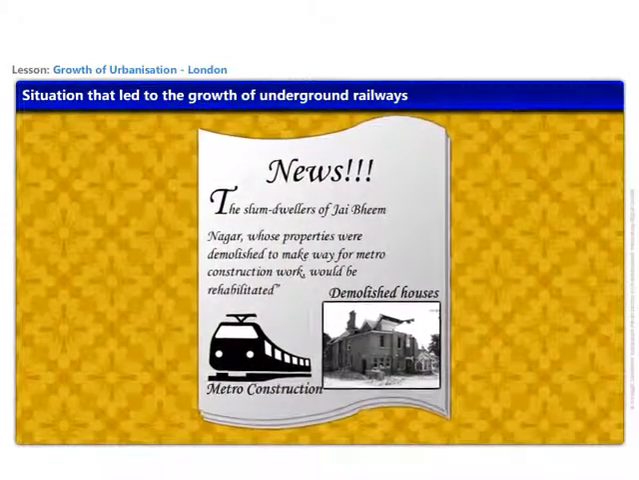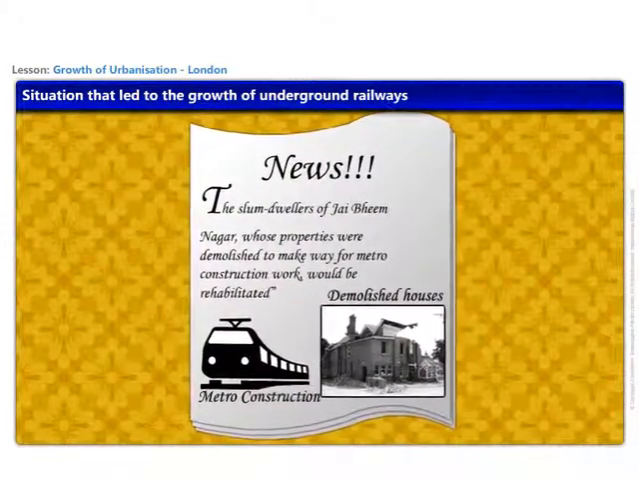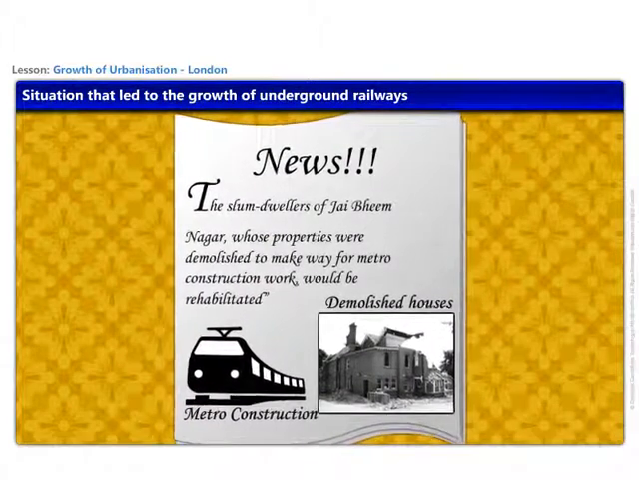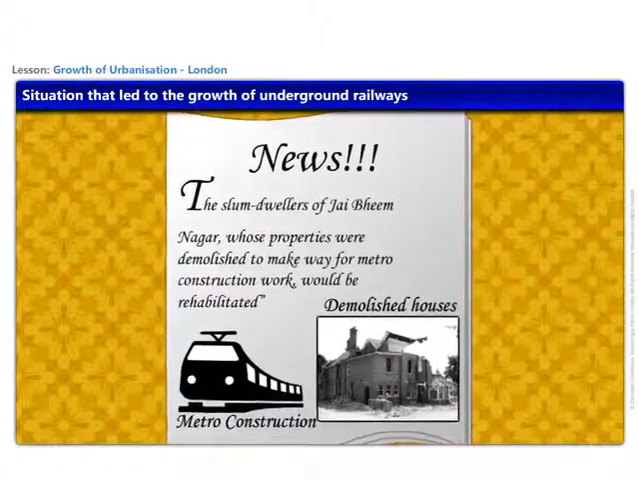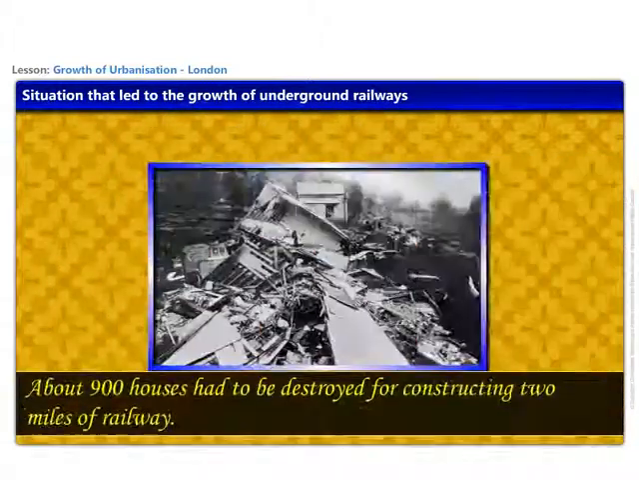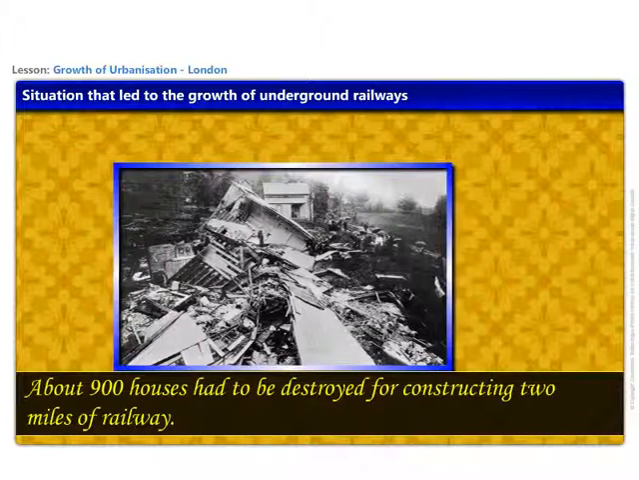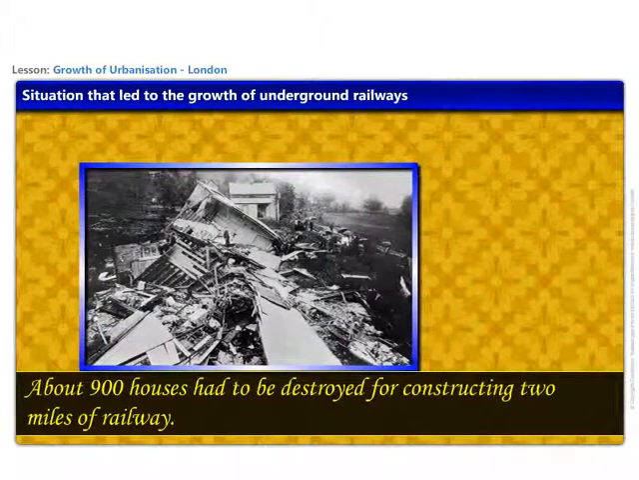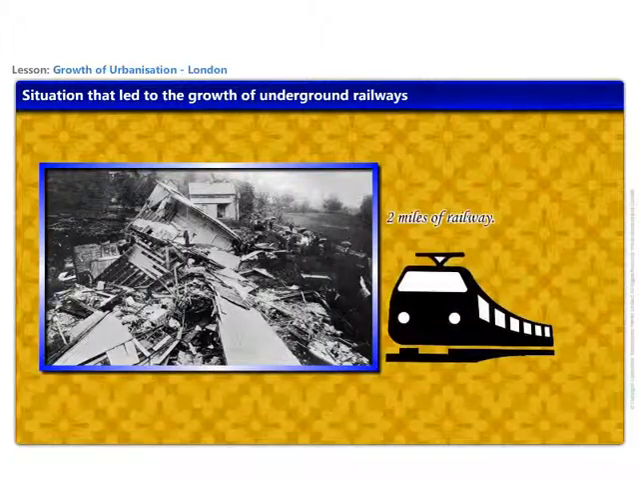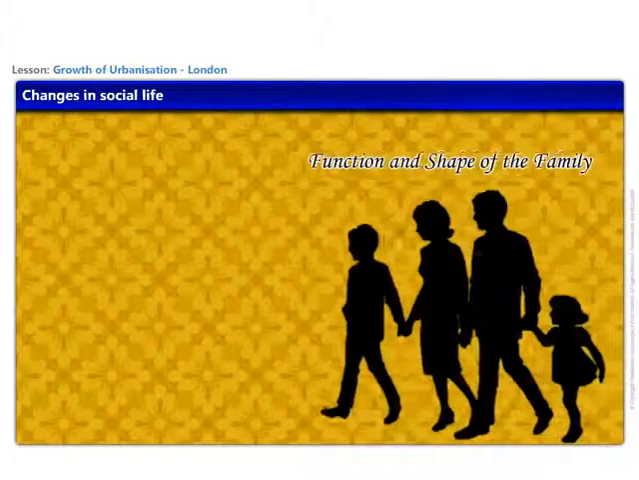Look at this news clip. The slum dwellers of Jai Bhim Nagar, whose properties were demolished to make way for metro construction work, would be rehabilitated. What can you infer from the news clip? That is what happened then. About 900 houses had to be destroyed for constructing approximately 2 miles of railway. Thus, there was massive displacement of the London poor.